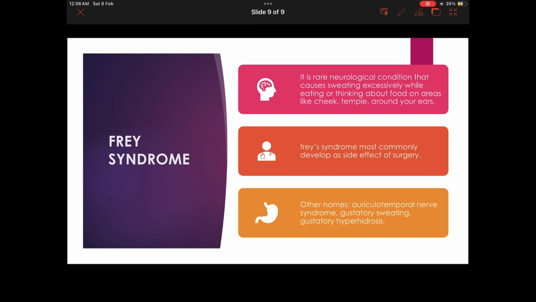Okay, and there are other names also for this syndrome. In examination it can also come under the heading auriculotemporal nerve syndrome, gustatory sweating, or gustatory hyperhidrosis. Okay, so it is very important for you to know these names also, because a question can come in the exam from these names also. So it is important for you to remember all these names.